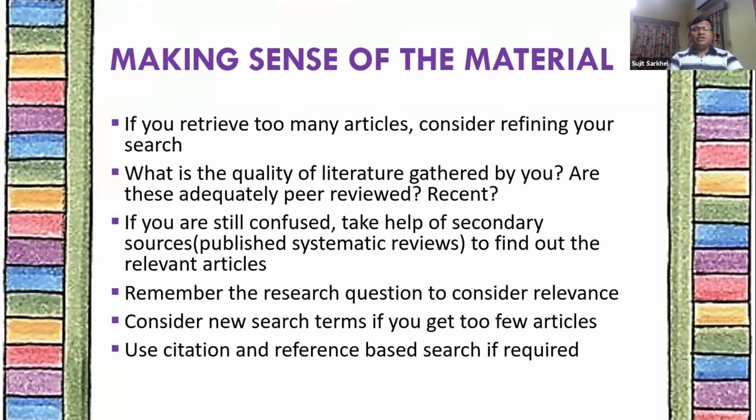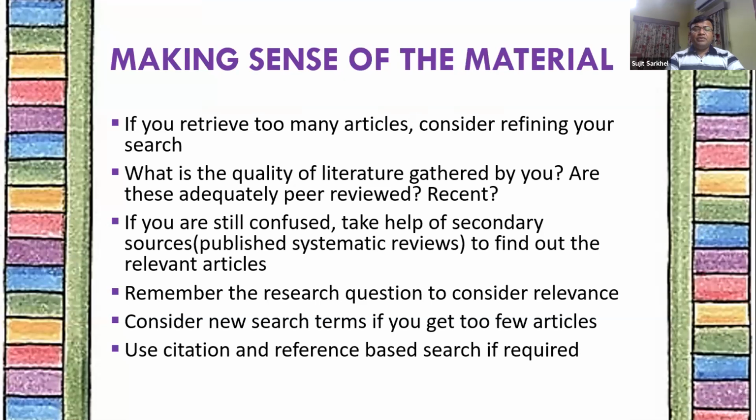So if you are confused in a sea of original articles, you go for a systematic review, go through the references of that systematic review, because they have sorted out good quality articles. So you will actually get good quality references from a published systematic review. Remember the research question. You go back to the research question which you had put in the PICO format to consider the relevance of your search.